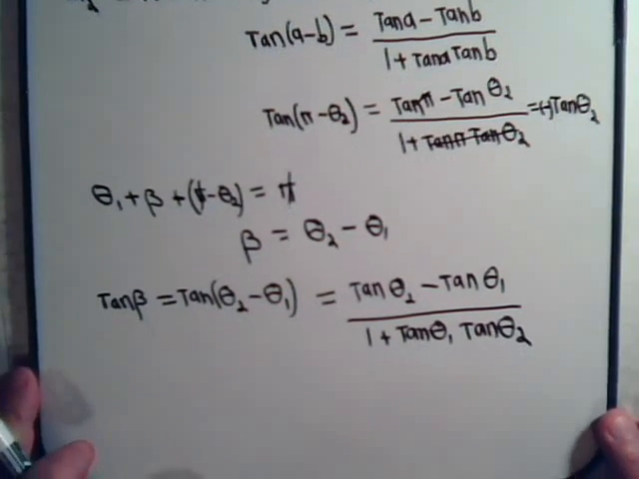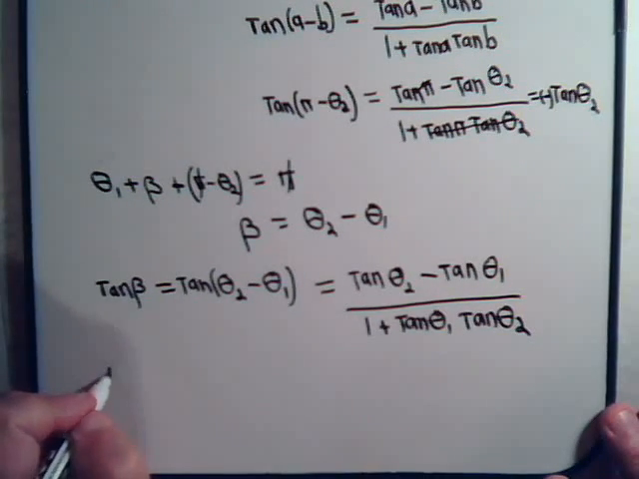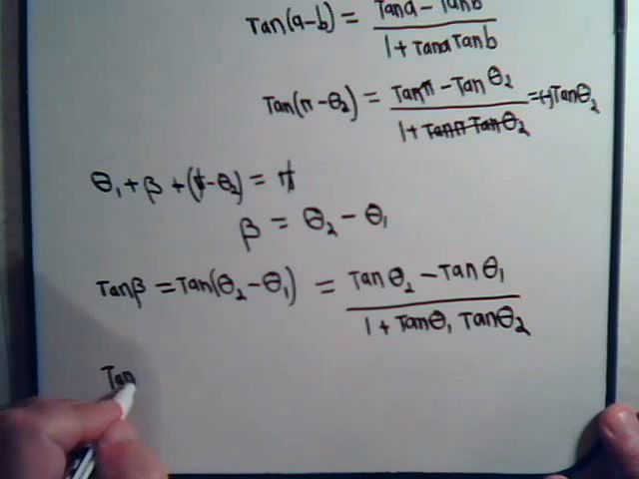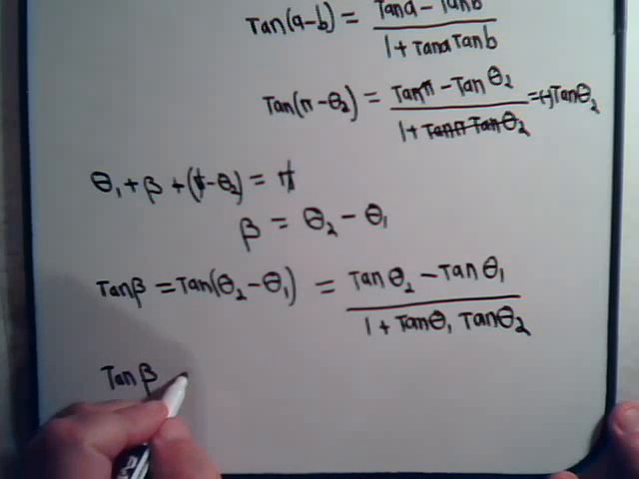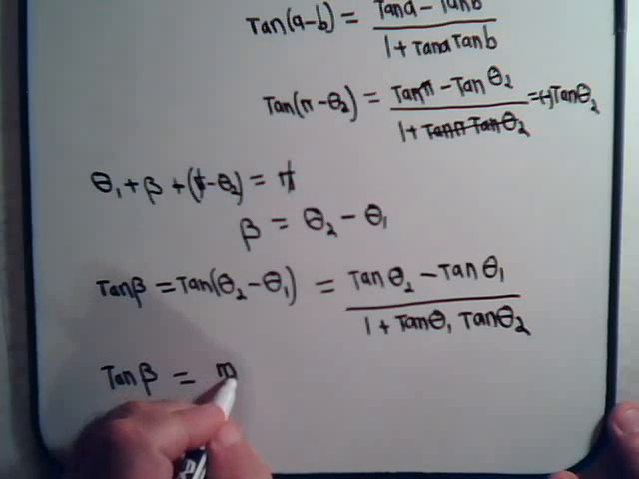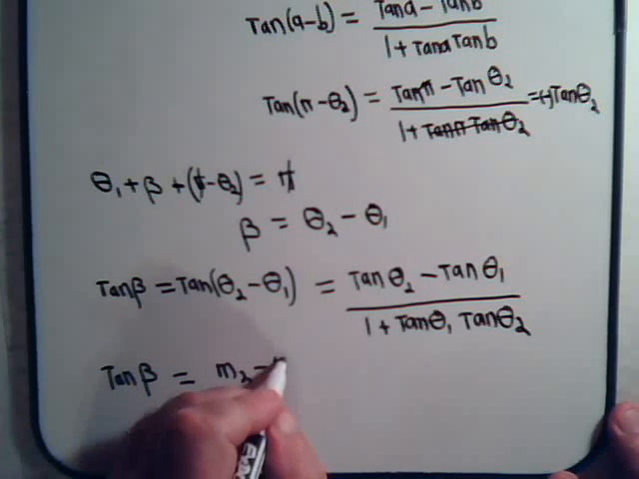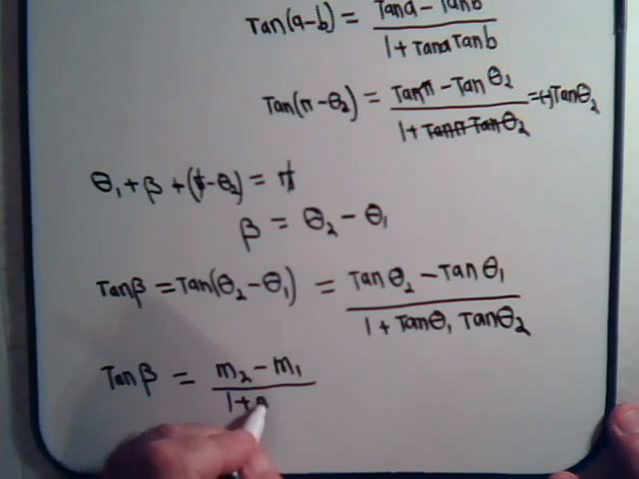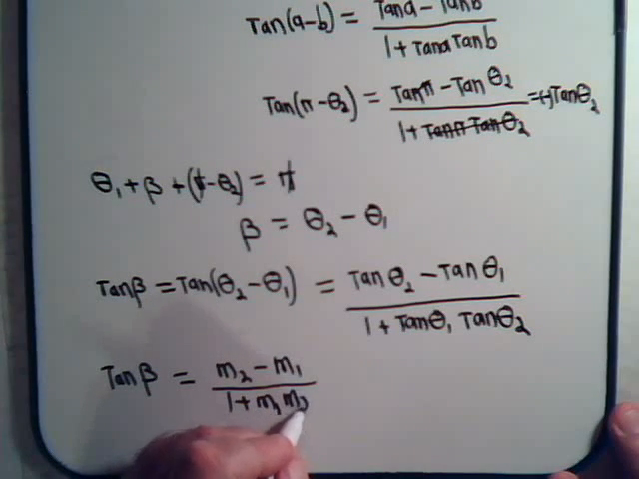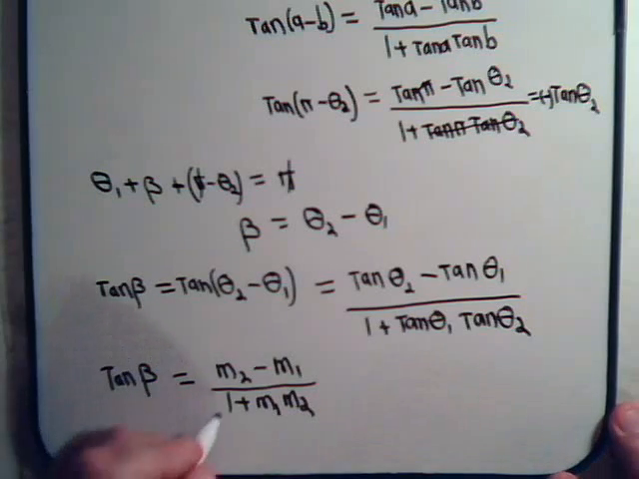So let's just rewrite this. The tangent of the intersecting angle between the curves is equal to m2 minus m1 divided by 1 plus m1 times m2.